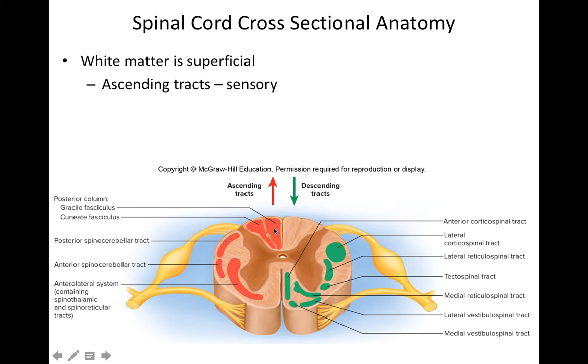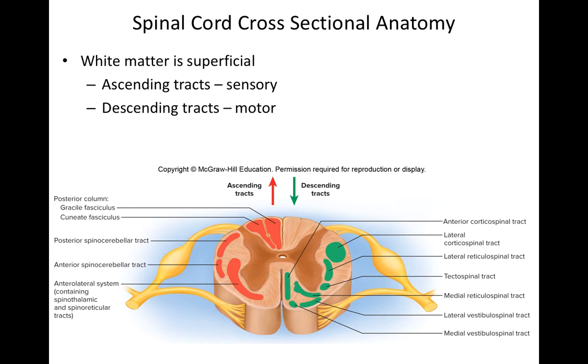Ascending tracts are taking information up the cord toward the brain. Descending tracts are taking information from the brain down to a motor output. So anything that's in an ascending tract is going up. Anything that's in a descending tract is going down. What is in white matter? Myelinated axons. So these are where the axons are traveling up through the cord. The gray matter is all about the cell bodies and the synapses.